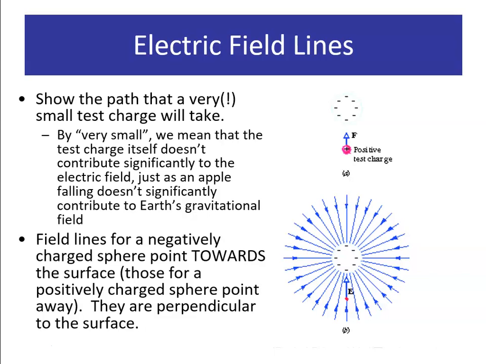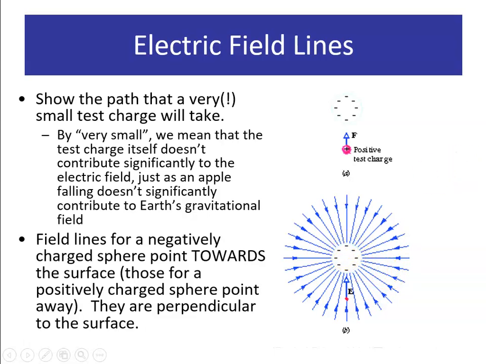In other words, the gravitational field created by that apple is so small that it does not really affect the gravitational field created by Earth. That's what we're talking about when we're dealing with a test charge. The electric field created by that test charge is so small that it does not really do anything to the overall electric field created by everything else. So if you put a test charge anywhere near a big distribution of negative charges, it's going to feel a force toward that distribution of negative charges. And if it's a spherically symmetric distribution of negative charges, then that force is going to be directed toward the center.